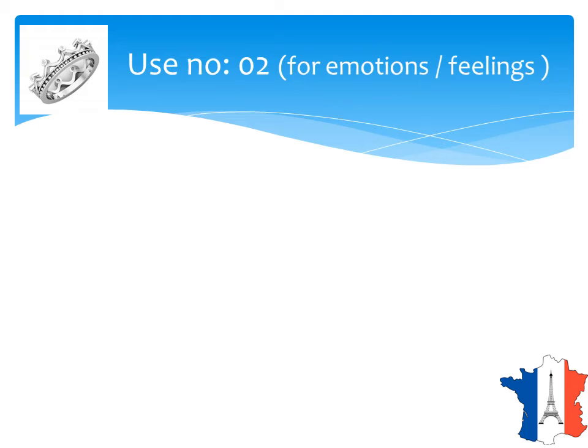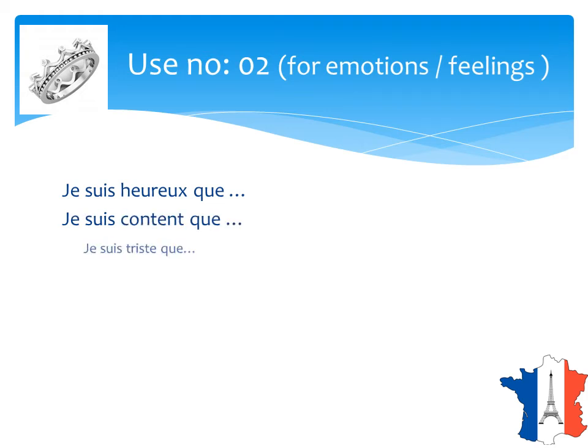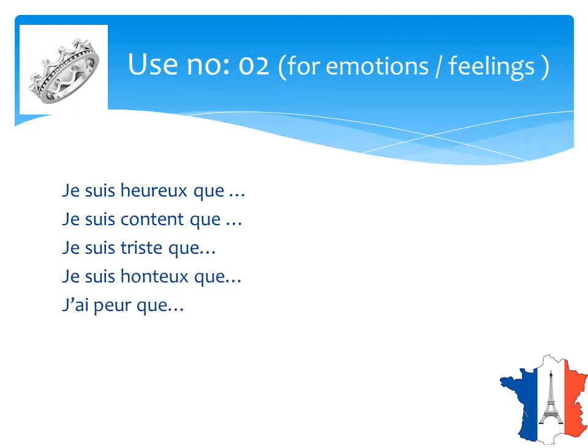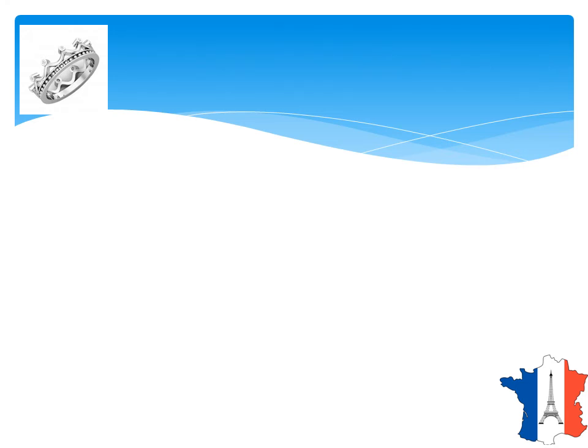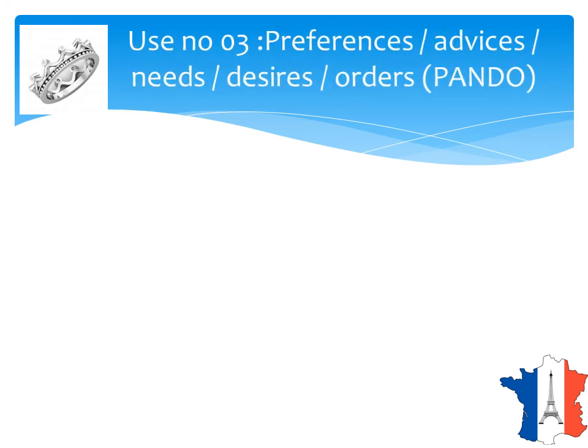Then usage number 2 is for emotions and feelings. So whenever you emote and the subject is different, remember, it is subjunctive. Je suis heureux que, je suis content que, je suis triste que, je suis honteux que. That means I am ashamed that. And j'ai peur que, I fear that. J'ai honte que. And then je suis surpris que.